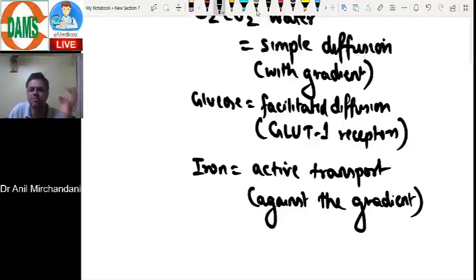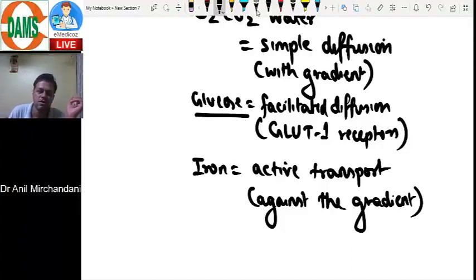Against the gradient means even if mother's iron levels are less, baby will take its own iron. Baby is an excellent parasite. It can take whatever it wants to take. So baby takes iron even if mother has less iron. So severe iron deficiency in mother does not mean iron deficiency in baby. Baby can take iron by active transport against the gradient. Glucose transfer is by GLUT1 receptors, facilitated diffusion. It is also with the gradient, but with the help of GLUT1 receptors.